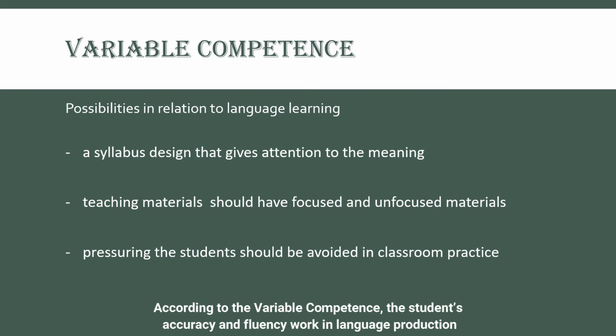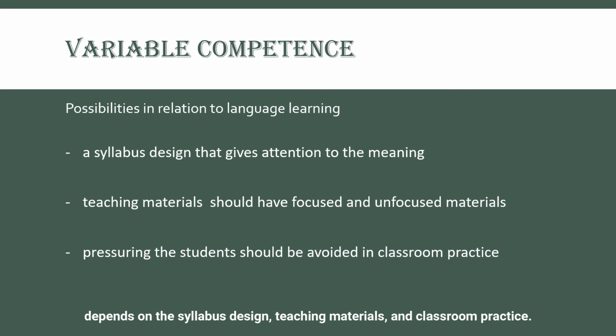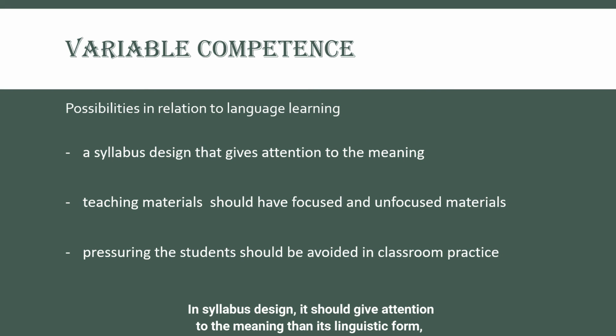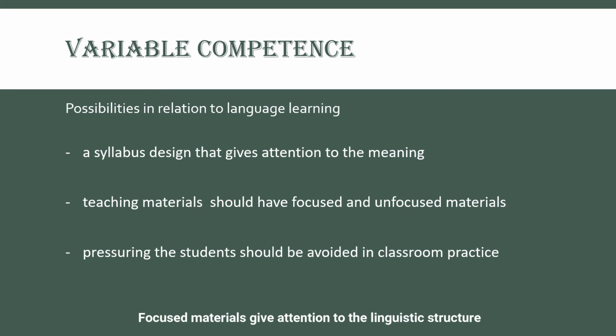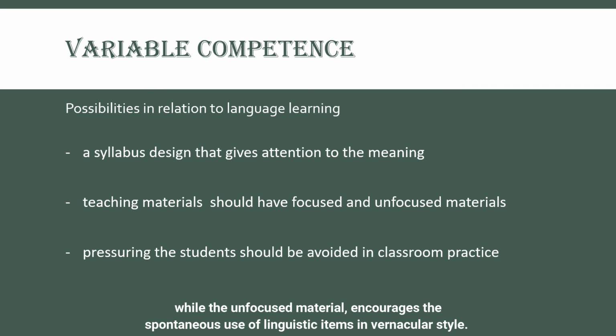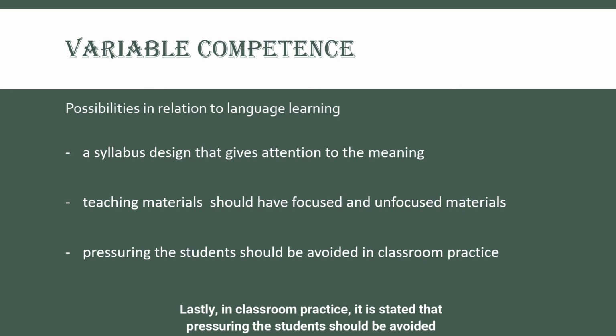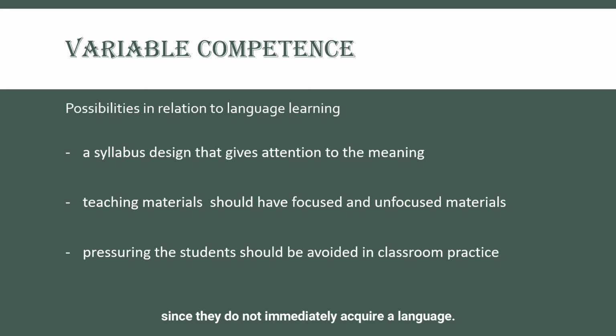According to the variable competence, the student's accuracy and fluency in language production depend on the syllabus design, teaching materials, and classroom practice. In syllabus design, it should give attention to the meaning, then its linguistic form. In the teaching materials, focused and unfocused materials help in the student's second language acquisition. Focused materials give attention to the linguistic structure, while the unfocused material encourages the spontaneous use of linguistic items in vernacular style. Lastly, in classroom practice, it is stated that pressuring the students should be avoided since they do not immediately acquire a language.